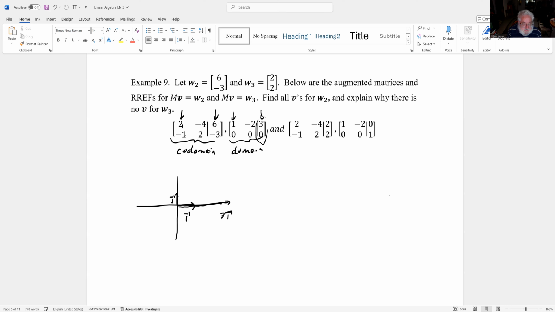That's this column. And when we map that over to the codomain, well, M times I is a vector 2 minus 1, like that. And M times, well, this is W2, right? Over in our codomain is just 6 times minus 3, and it's just 3 times that.